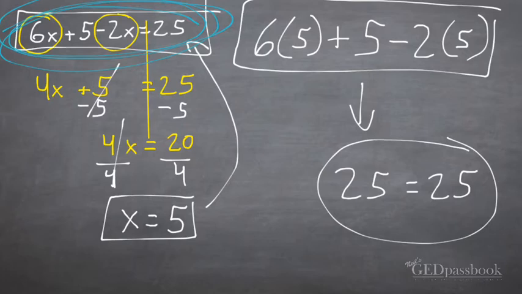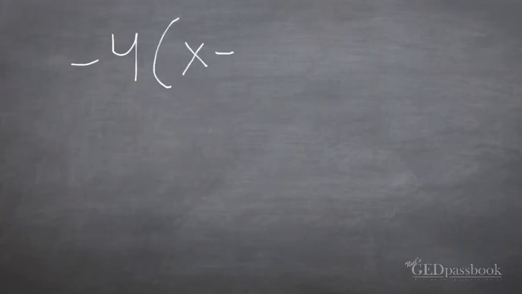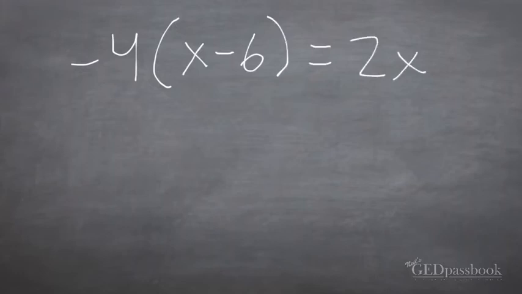Thank you for reminding me of that, because for the next example, we're going to solve it the way we just did, but then we're also going to check our answer. And you're going to see again how you could always check your answer. So here I have negative 4x minus 6 equals 2x.